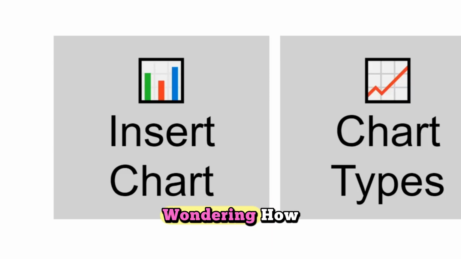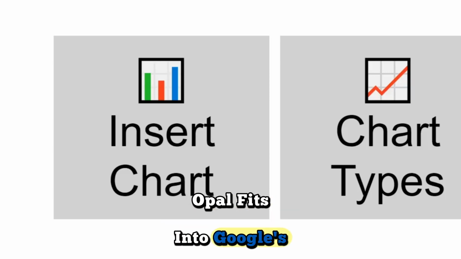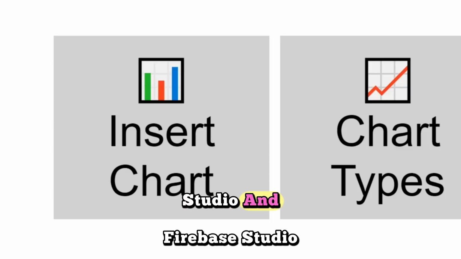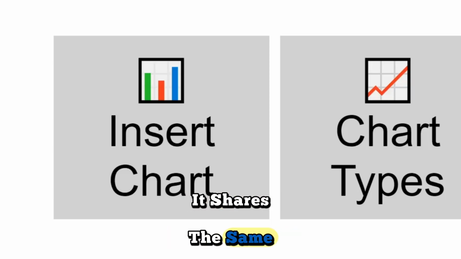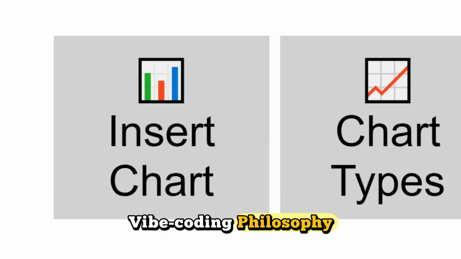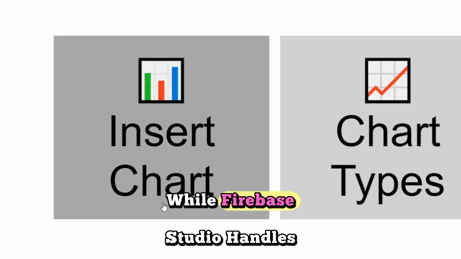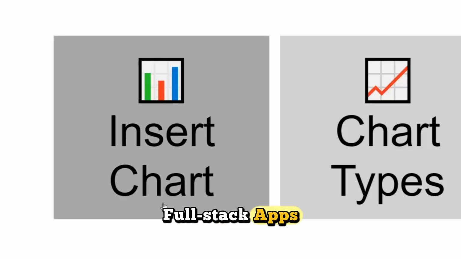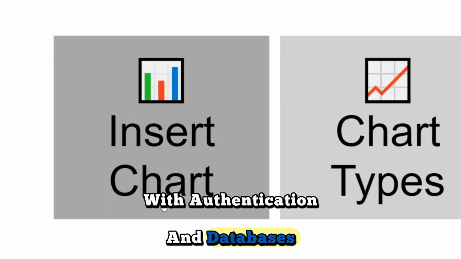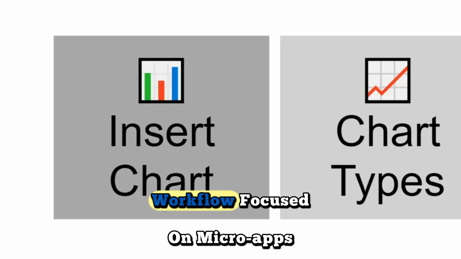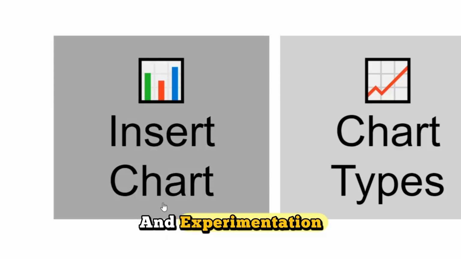Now, you might be wondering how Opal fits into Google's AI stack. While it's separate from Google AI Studio and Firebase Studio, it shares the same vibe coding philosophy. Think of AI Studio as the express lane from prompt to app, while Firebase Studio handles full-stack apps with authentication and databases. Opal, on the other hand, gives you that visual prompt workflow focused on micro apps and experimentation.